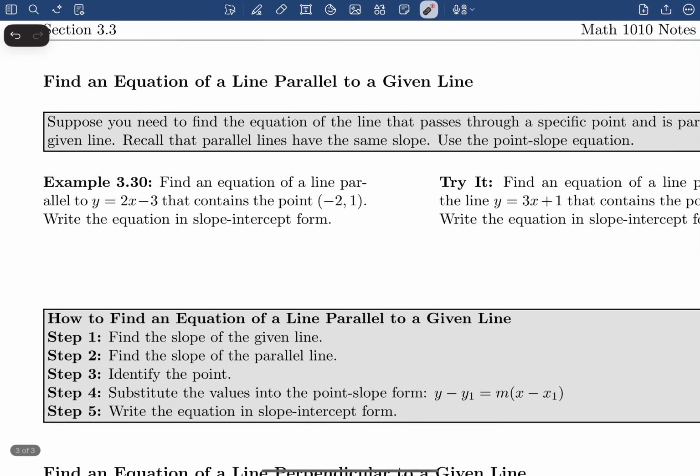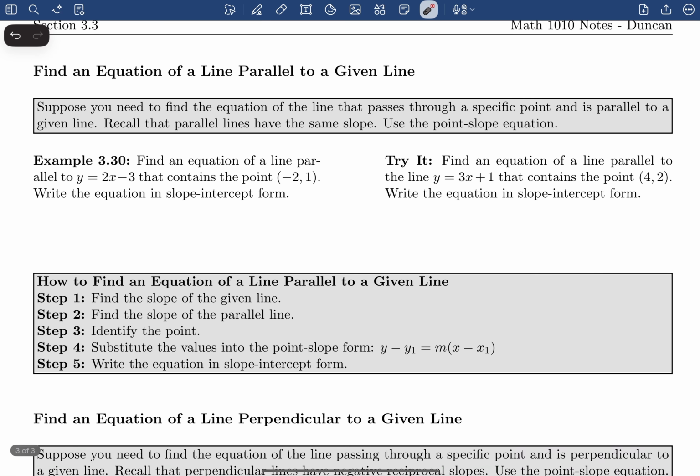All right, let's move on to our next objective. Our next objective is to find an equation of a line that is parallel to a given line. Now, suppose you need to find the equation of the line that passes through a specific point and is parallel to a given line. Please recall from our last lesson that parallel lines have the same slope. Their slopes are equal to each other.